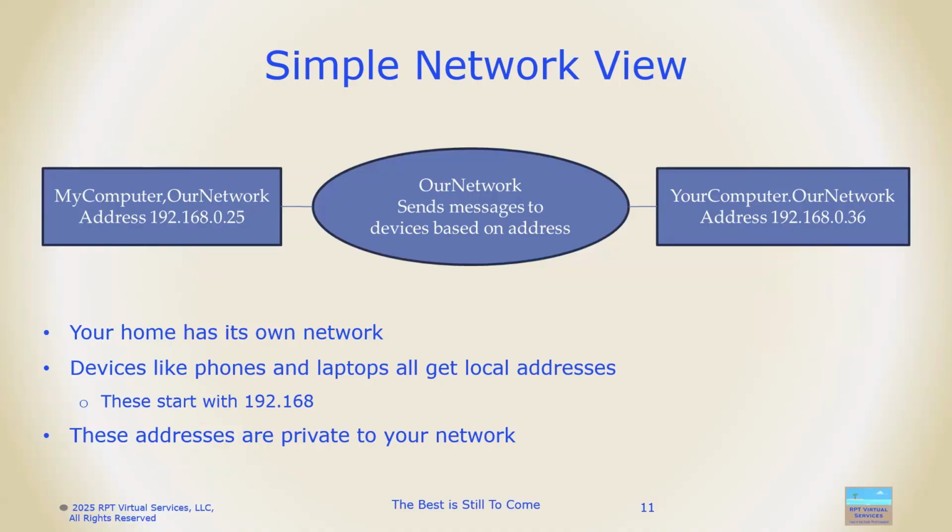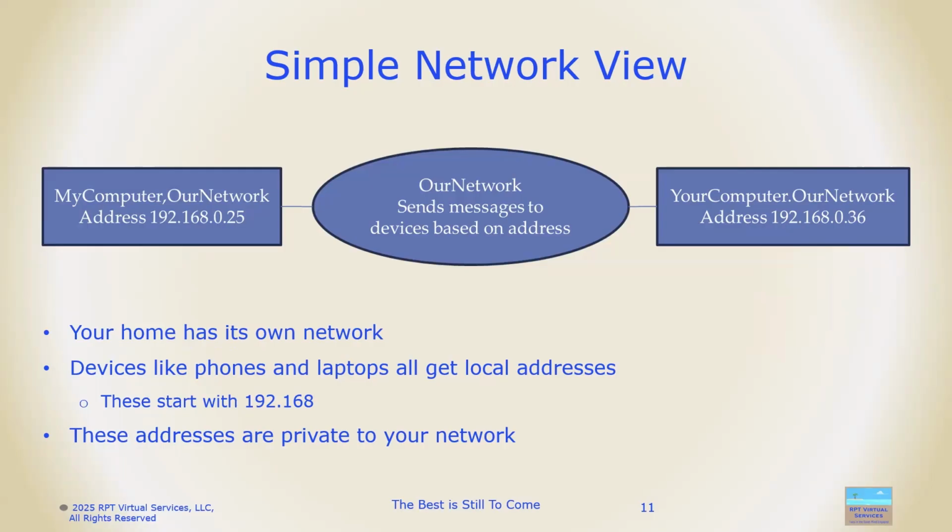Could be your network, or I called it our network, and my computer is on our network, and your computer is on our network, and that should actually be mycomputer.ournetwork.com. So devices like phones and laptops all get local addresses on your local network. And as I mentioned before, they're private, so they start with 192.168, and you can't route to those addresses because those addresses are reused in network after network.